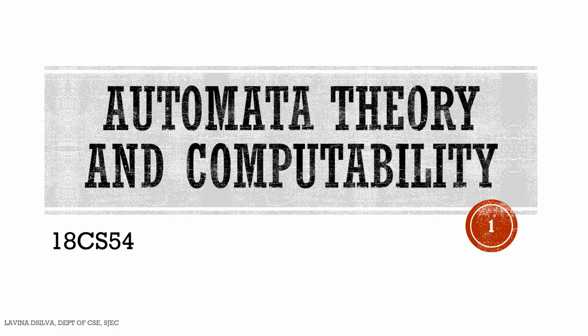Hello students, in this video we shall see an example of a DFSM which accepts strings of A's and B's starting with the string AB. It is the construction of a DFSM to accept strings of A's and B's which start with the string AB.